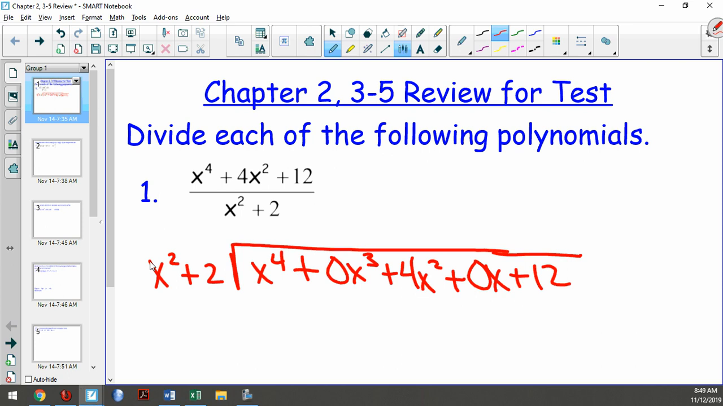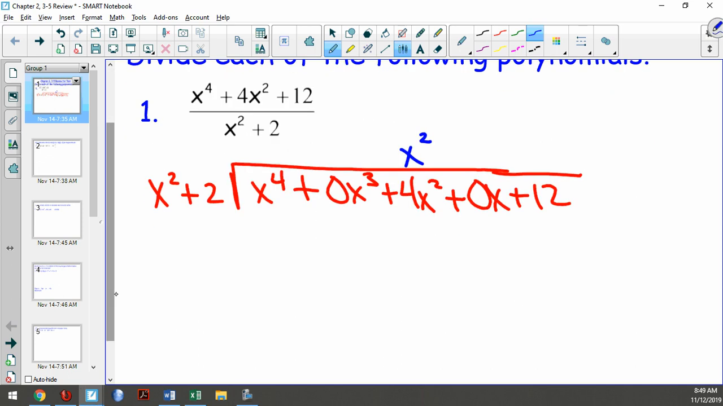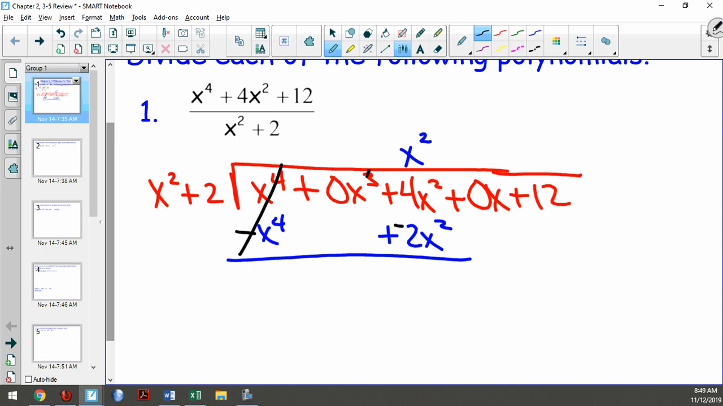Okay, now you're going to ask yourself the question, what do I multiply x squared by to obtain x to the fourth? X squared. So I'm going to put x squared above the x squared term. And on the diagonal, I'm going to multiply x squared times x squared is x to the fourth. X squared times 2 is going to be 2x squared. Please be certain that you're putting them under the correct like terms. We all understand that. I'm going to change the signs by simply subtracting them. Those cancel out. I don't need an x cubed. And 4x squared minus 2x squared is going to be 2x squared plus 0x plus 12.